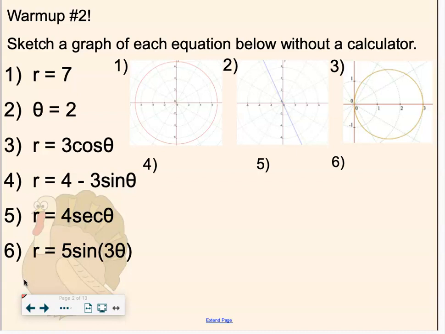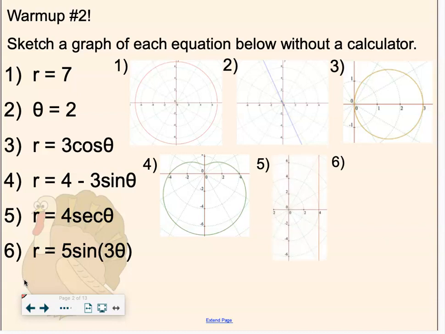Oh. Okay. All right. 4 minus 3 sine theta. You get a cardioid. The circle a little bit in it. Okay. So I see like that group's got it really good. All right. Very nice.